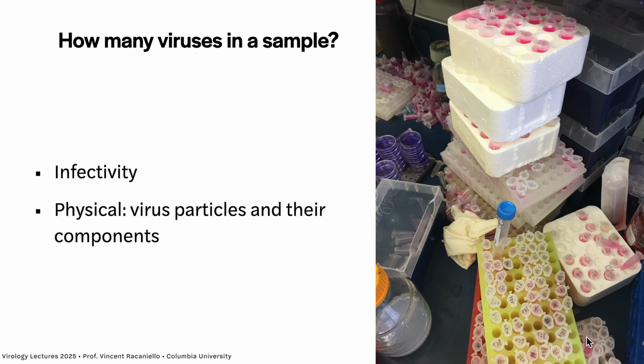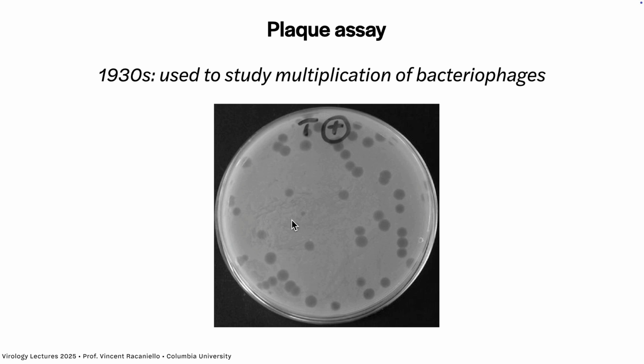So here on the right is a picture from my laboratory days. Each of these tubes has virus in it. How do you measure the amount of virus? So there are a couple of assays that you can do. They fall into two categories: infectivity assays or physical assays that measure virus particles and their components.